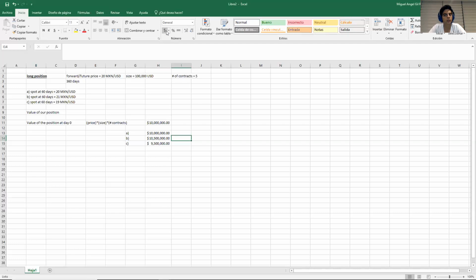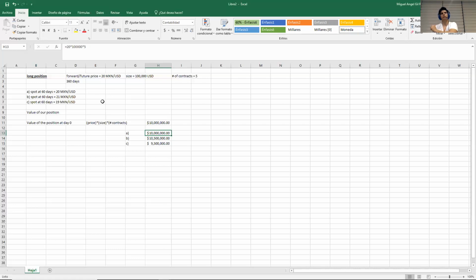But I am not done here because I only calculated the value of my position, and I need to calculate the difference between this and the initial one. I need to calculate this minus the initial, because I need to know if I am gaining value with what I have or if I am losing value. So to start, let's focus on the first one, letter A. Letter A says that the price is 20.